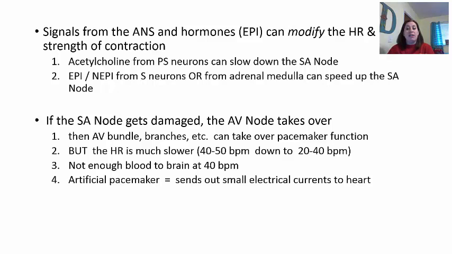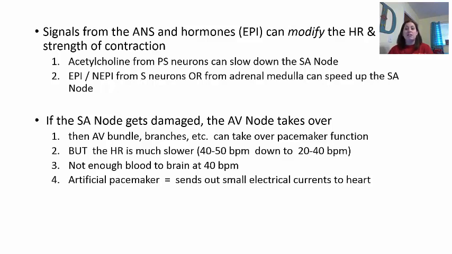Now, if the AV node gets damaged, then the AV bundle branches could take over the pacemaker function. But each time we move down into these structures, the heart rate gets slower and slower. It can go from normally 75 beats per minute down to 40 to 50 beats per minute, down to 20 to 40 beats per minute. Guys, at 40 beats per minute, that's not enough pressure to push the blood into your brain so that your brain's getting enough oxygen. So it's going to cause some major issues and ultimately death of the patient if it's not corrected.